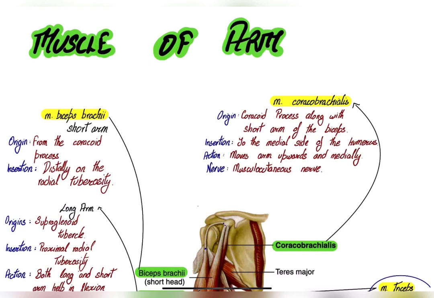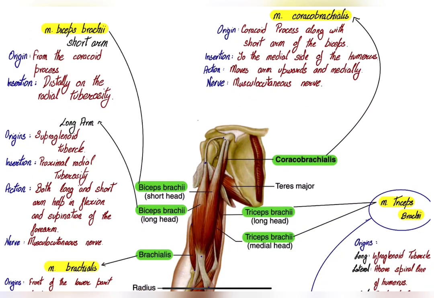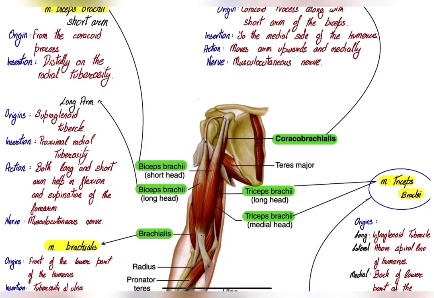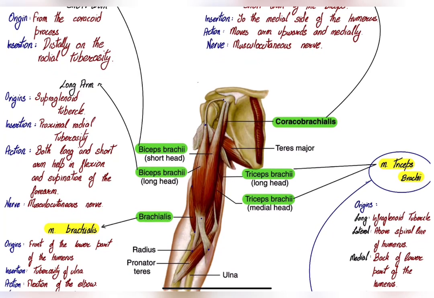Now the very next muscles after the muscles of the pectoral girdle are the muscles of the arm. It starts with biceps brachii. It has two parts, a short head and a long head, which is clearly shown over here in the diagram. So the short head originates from the coracoid process and has its insertion in the distal part of the radial tuberosity, which is somewhere over here.